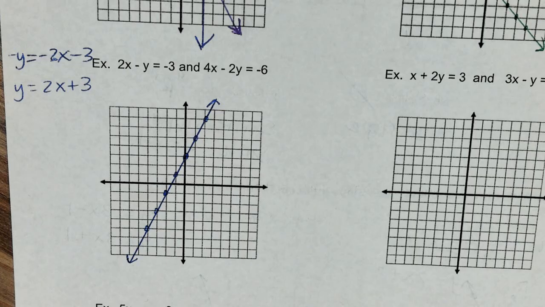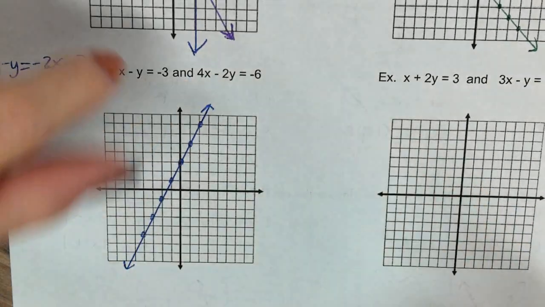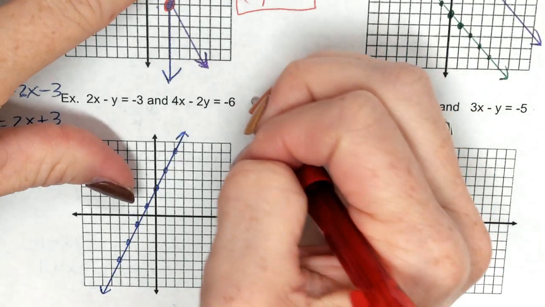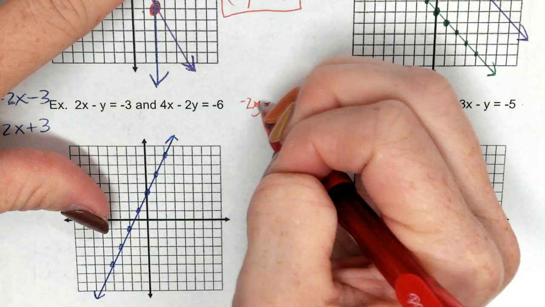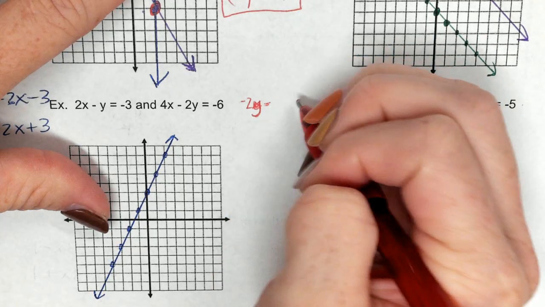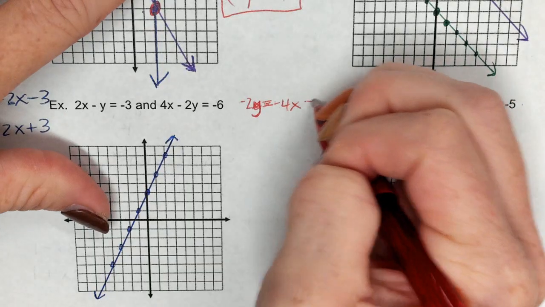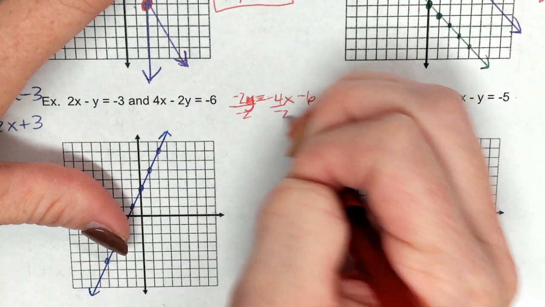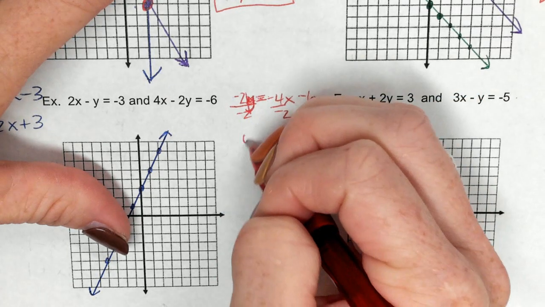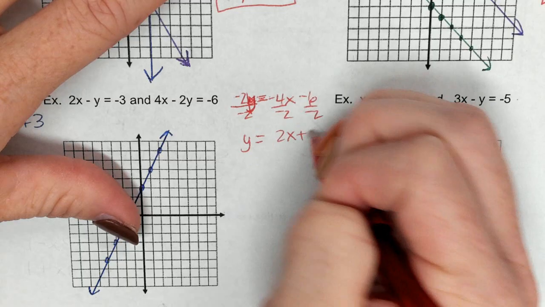Okay, now I'm going to do the next equation. The first thing I need to do is move the 4x to the right by subtraction. So I have negative 2y equals negative 4x minus 6. I'm going to divide everything by negative 2.